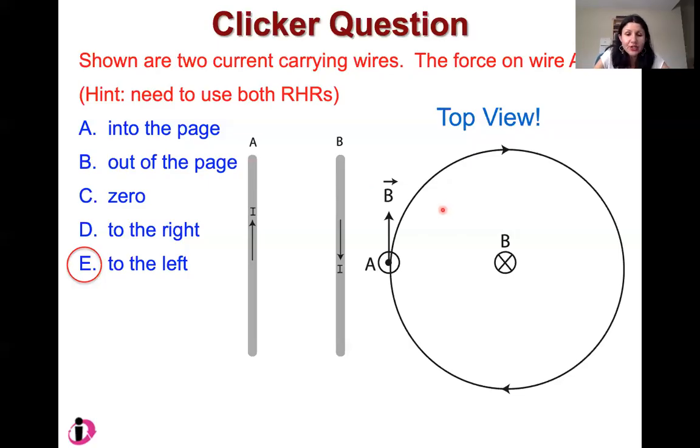And one thing I suggest you do at home as an exercise is figure out, will this situation change, and if it does, how, if the two currents were in the same direction. So instead of opposite, let's say B was also up, or both A and B were down. So think about this and figure out the direction of the force.